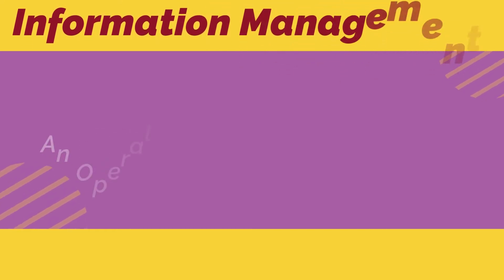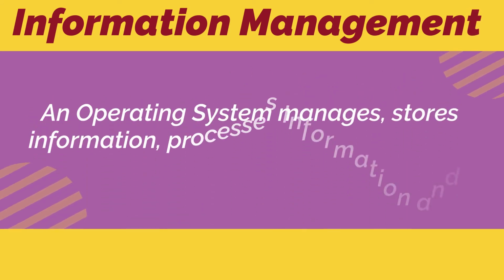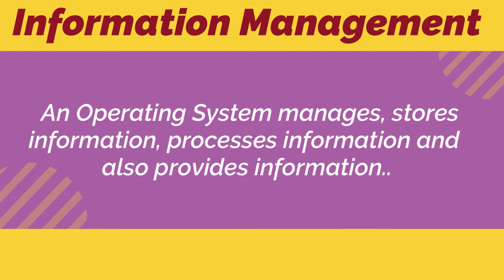Next is information management. The operating system manages, stores and processes information and also provides information to the devices that require it. It manages and stores information, and whenever it is required it gives it to the other devices.